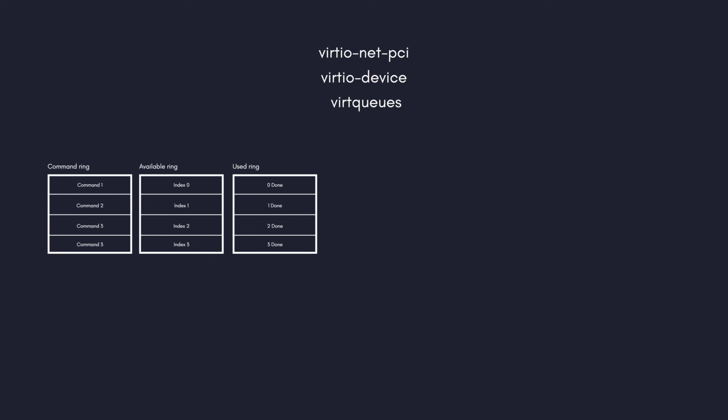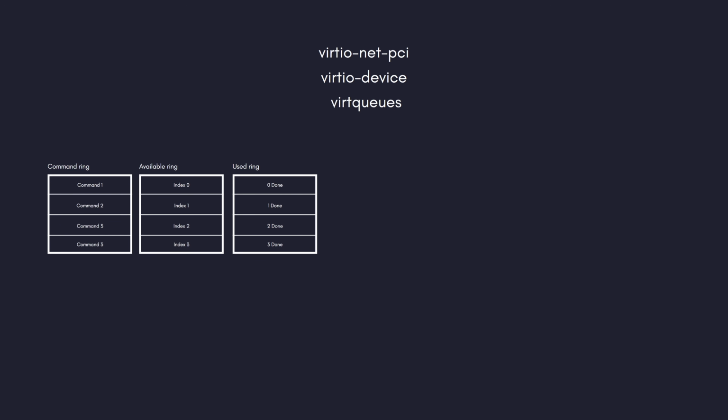But before I could use this device, I had to make a couple changes to these functions. First off, I talked about virtqueues, and virtqueues are divided into a command, available, or used ring, and these are used to communicate with the device once the device is set up and live. We send commands to the command ring, we make the device aware of them through the available ring, and the device tells us that it's done processing them through the used ring.